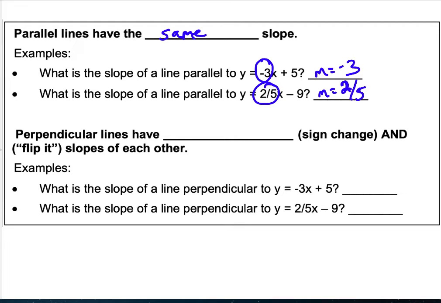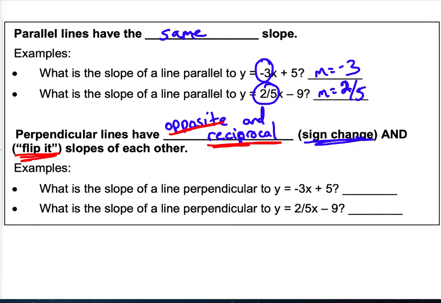Perpendicular lines are a little trickier because they're heading in a completely different direction. Instead of going up, they're going down or vice versa. So they are going to have opposite and reciprocal slopes. So you're going to switch the sign, that's the opposite, and you're going to flip it. You're going to invert that fraction, that's our reciprocal.